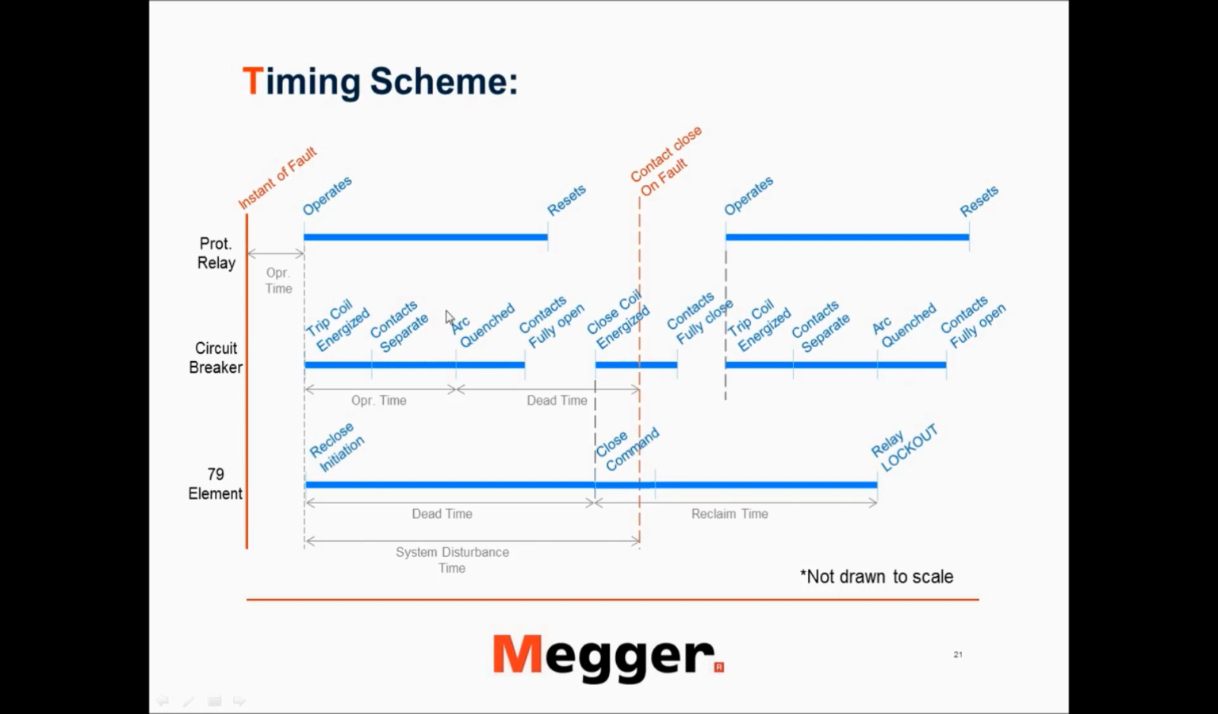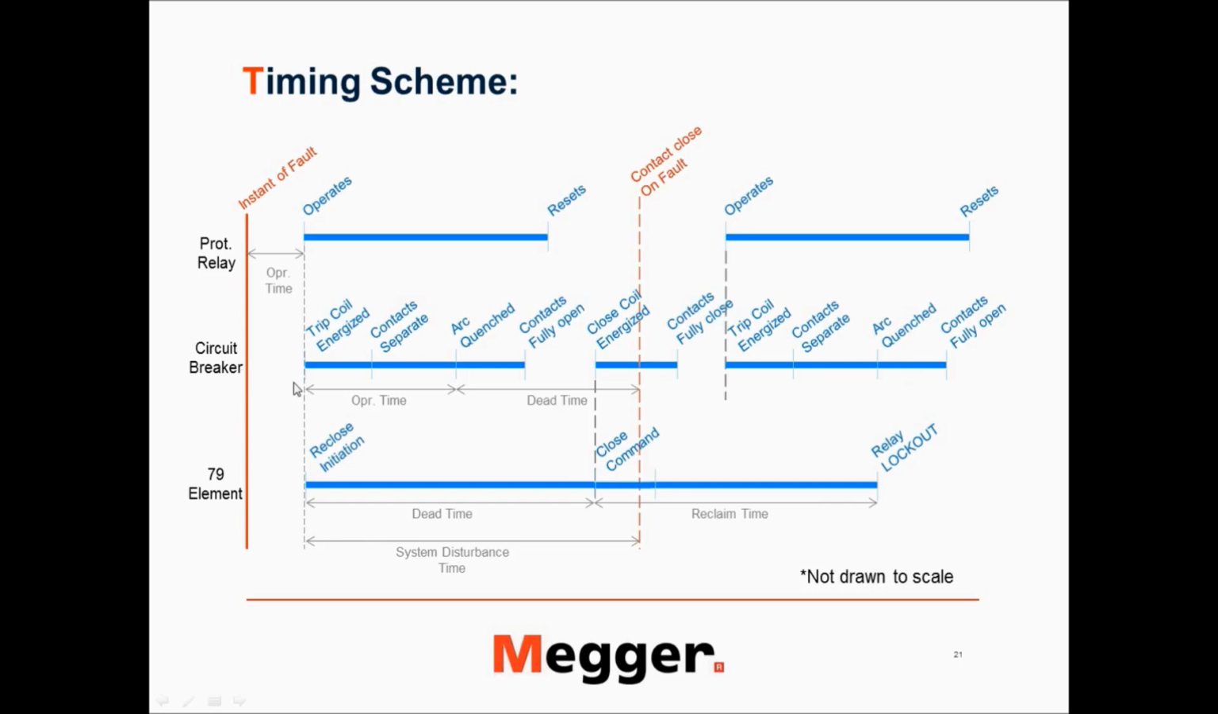Meanwhile, the circuit, as we discussed in the first slide, the auto reclosure is nothing but a circuit breaker with an auto closing mechanism, and a circuit breaker is nothing but a switch with an arc quenching mechanism. So once the contacts separate, to prevent the arcing, there will be an arc quenching method, and the arc is quenched, and the contacts are fully open after a while. Starting from receiving the trip signal from the relay until the arc is quenched, it is called the operation time of the circuit breaker.